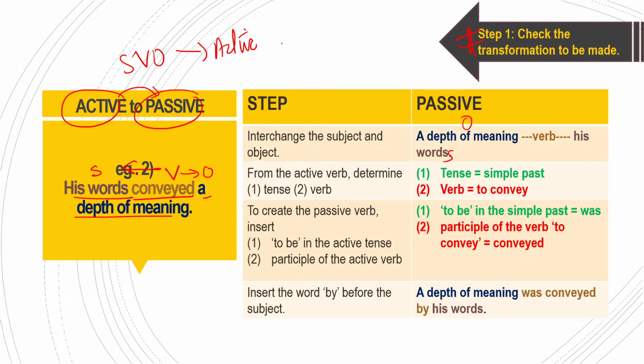Okay. From the active verb, conveyed, you need to pull out two things: the verb and the tense. The tense, ed, tells you it is the simple past tense, and the verb is to convey. Okay, you've got these two things. Go to the next step, that is creating the passive verb. You need to put to be in this tense. You found out this tense, right? Put to be in this tense, was, and put the participle of the verb to convey, conveyed. Okay, and before the subject you need to put the word by. A depth of meaning was conveyed by his words.